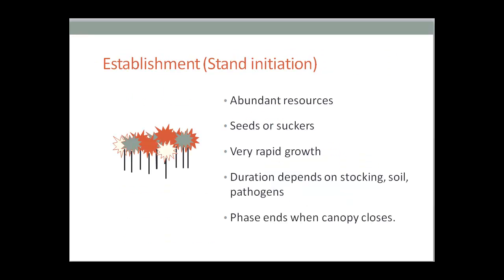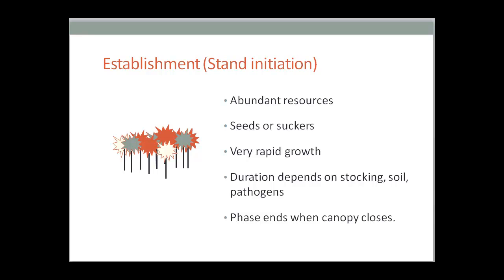Let's look now at the characteristics of these 4 different stages of forest development. The establishment stage, also called the stand initiation stage, is characterized by having abundant resources. So there's been some disturbance, a windstorm, an ice storm, a clear cut, and there's an abundance of soil resources, and particularly an abundance of sunlight. Plants will become established by either seeds, so sexual or asexual reproduction using suckers, root suckers, or stem suckers. The growth of these plants tends to be very rapid.